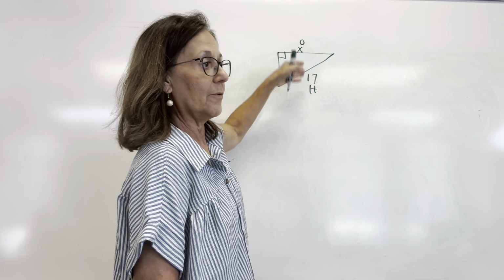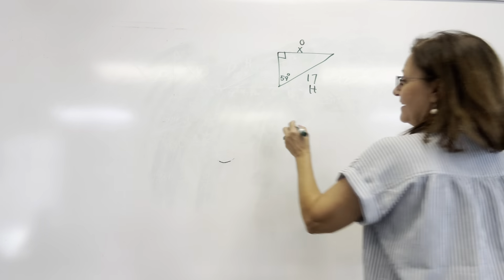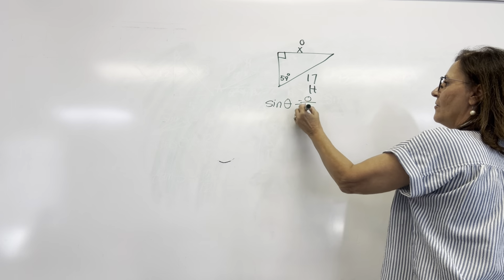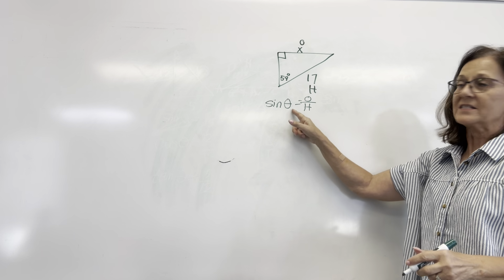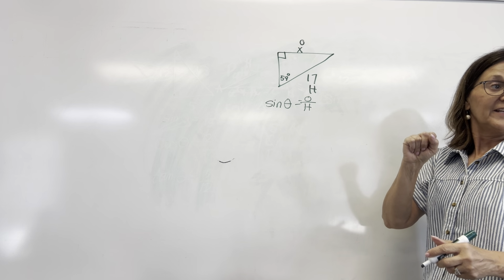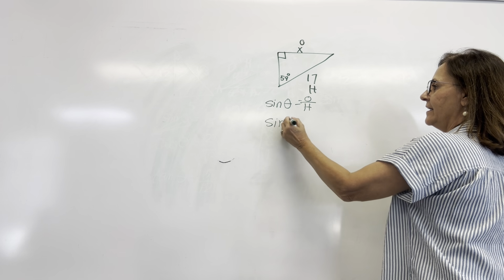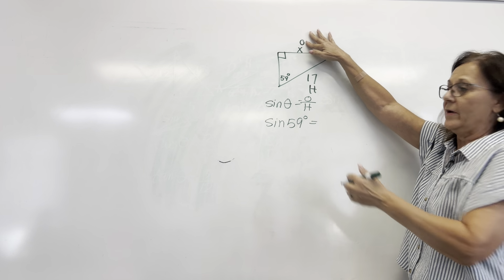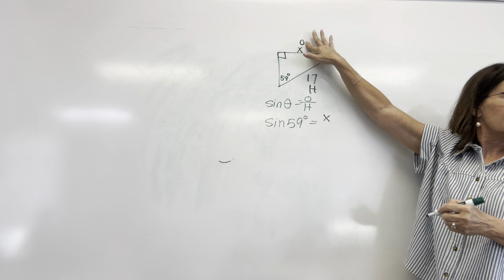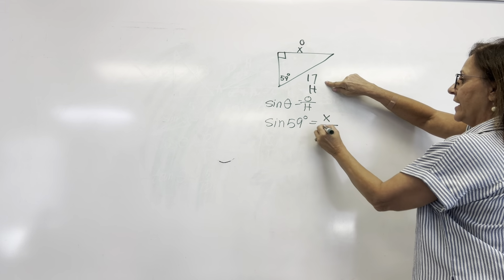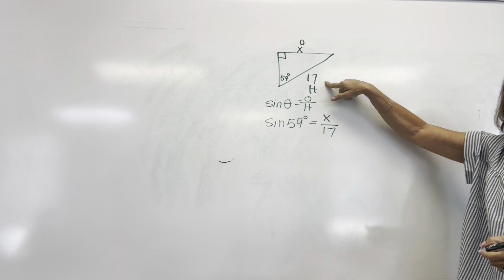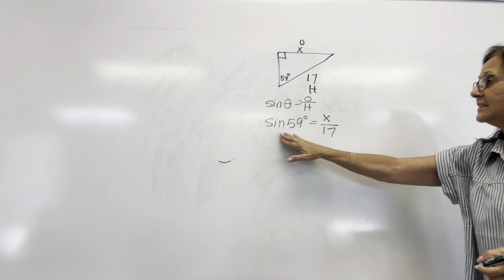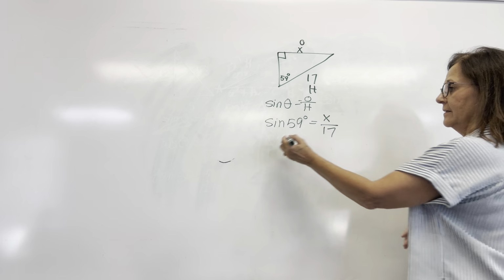What trig ratio uses O and H? Sin. So the sine of theta equals O over H. I know what theta is. What's theta? 59 degrees. I could say the sine of 59 degrees equals, I don't know what O is, so I'm going to leave it X. But I know the hypotenuse is 17. Can I put this in my calculator? Yes. So Luke, tell me what the sine of 59 degrees is. 0.8572.